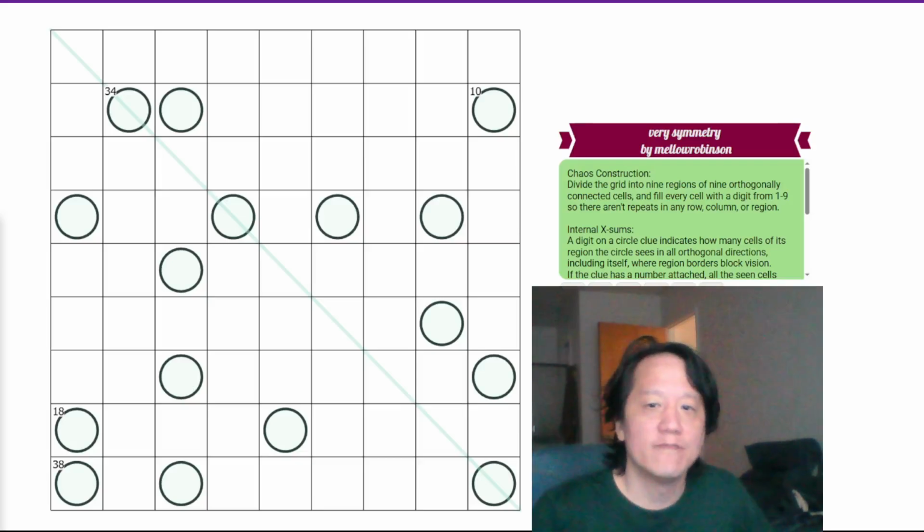Hello everyone, I'm Frank and welcome to Frank Puzzles, and this is today's challenging level puzzle, and it's called Symmetry by Mello Robinson. And here are the rules.